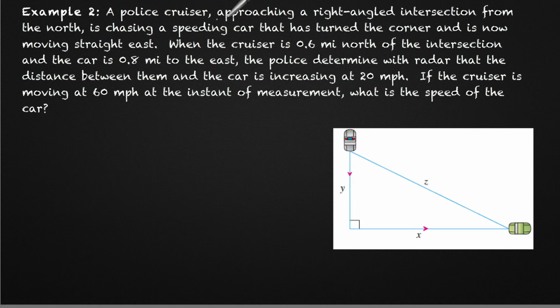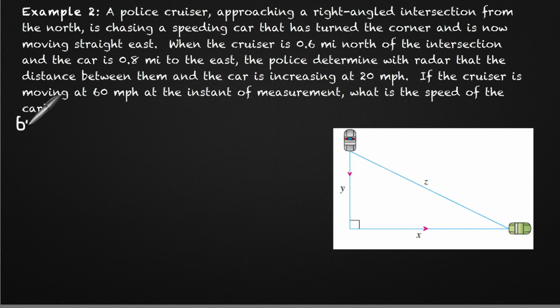And it says here, when the cruiser is 0.6 miles north of the intersection and the car is 0.8 miles to the east, the police determined with radar that the distance between them and the car is increasing at 20 miles per hour. If the cruiser is moving at 60 miles per hour at the instant of measurement, what is the speed of the car? Okay, let's go through the process.